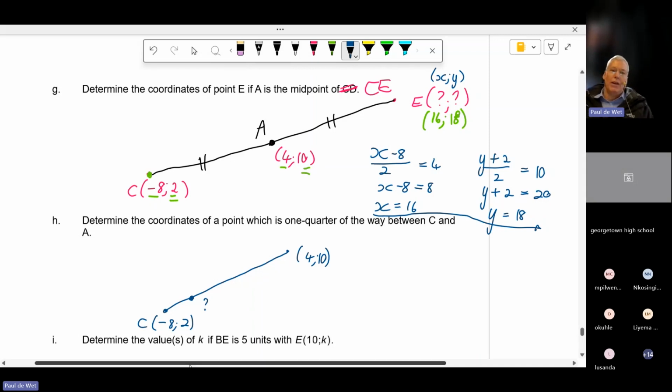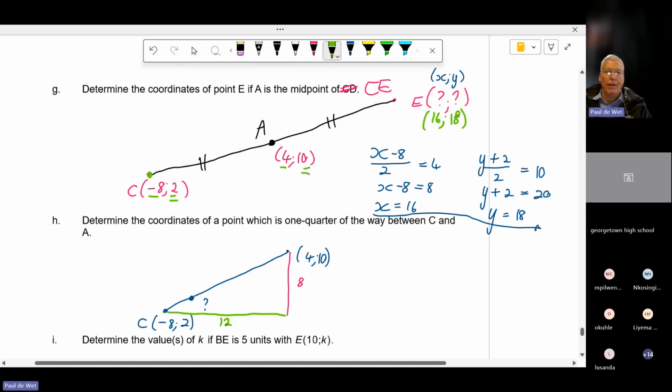Now listen carefully to this, because one thing you could do, all right, you could find the midpoint, and then you could find the midpoint again, because that would give you 1/4. But I want to show you the way I would do it. Guys, listen carefully to this. How far has my x changed? How far have I run across? From -8 to 4, how far have I run across? 12, okay? And how far have I risen up? I've risen up 8.